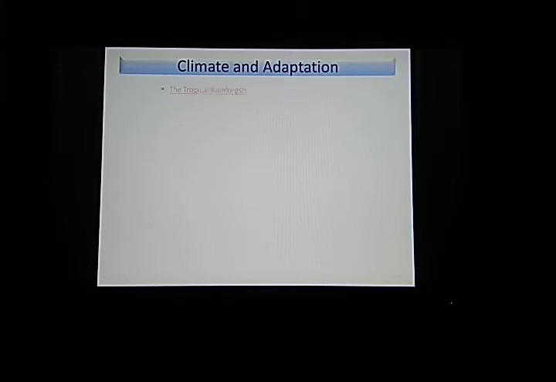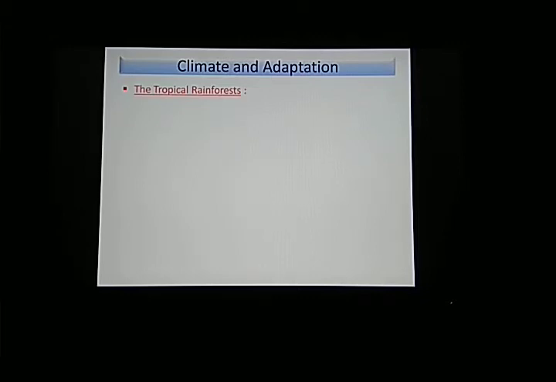Hello everyone. Today we are going to discuss the last topic of this chapter. So today's topic is based on the earlier topic, that is climate and adaptation. We have discussed in the earlier class about the climate in the polar regions. Today we'll be discussing another climatic condition, that is the tropical rainforest.